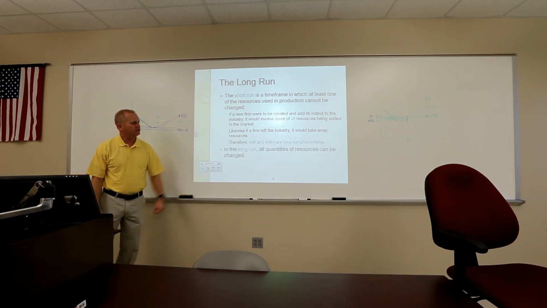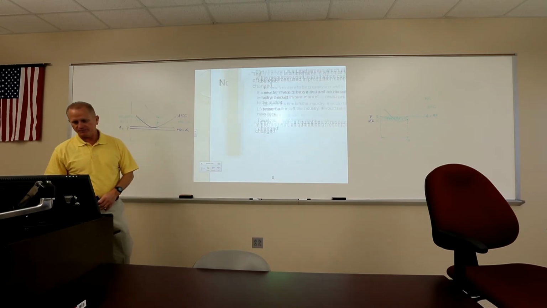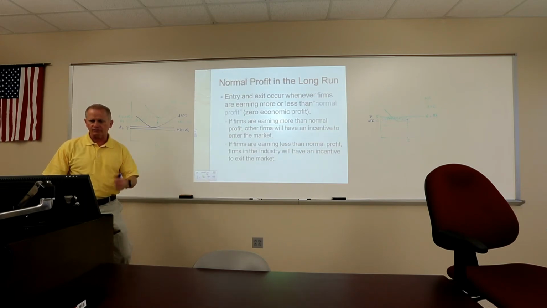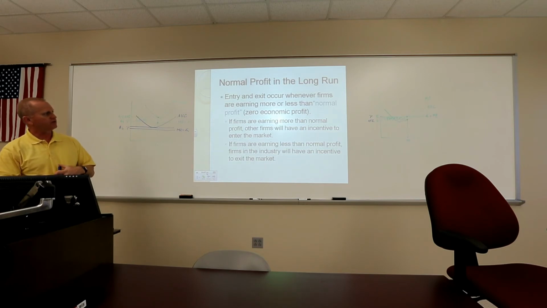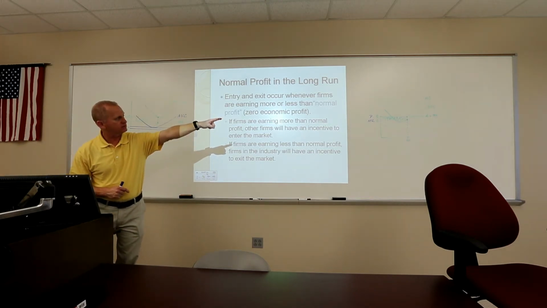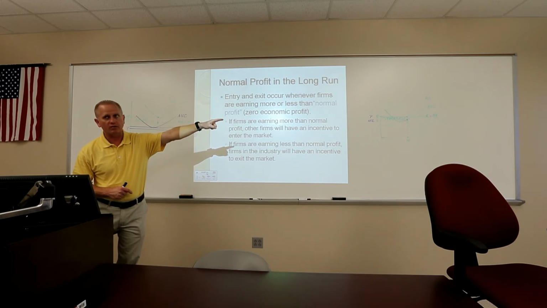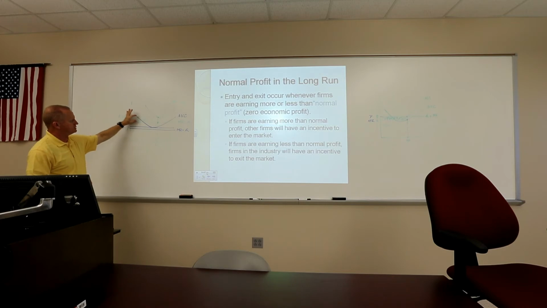In the long run, all quantities and resources can be changed. Okay, everything can be variable. Here is a picture. Actually, no, it's the next one. Entry and exit occurs whenever firms are earning more or less than normal profit. So that's above normal profits. This is the loss, the one I had earlier. That is less than normal profit, and we're losing money.